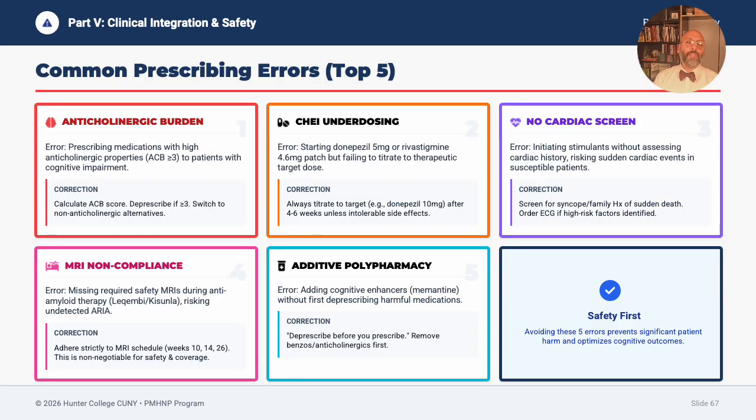We're wrapping up shortly, so now I want to review and highlight these 5 preventable errors that consistently worsen cognitive outcomes. The first is the anticholinergic burden. Prescribing medications with an ACB score of 3 or higher in cognitively impaired patients is a common mistake, and the correction is to simply calculate the score and deprescribe when it's 3 or above, switch to non-anticholinergics.